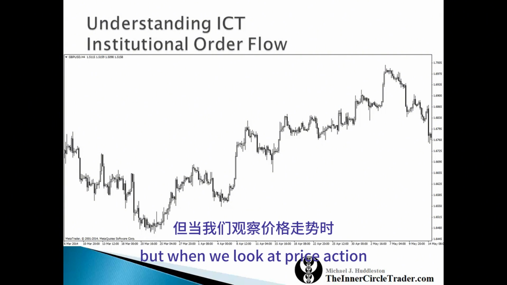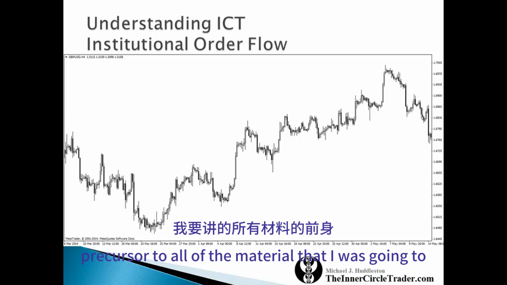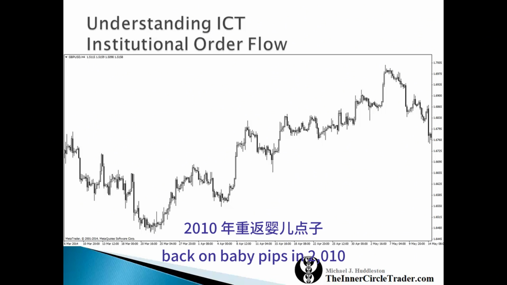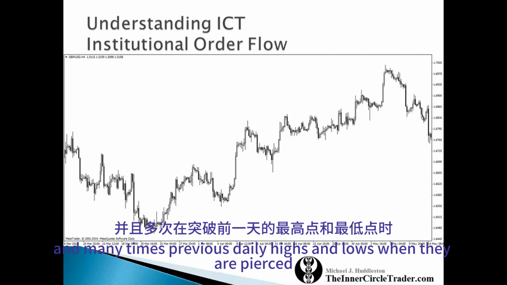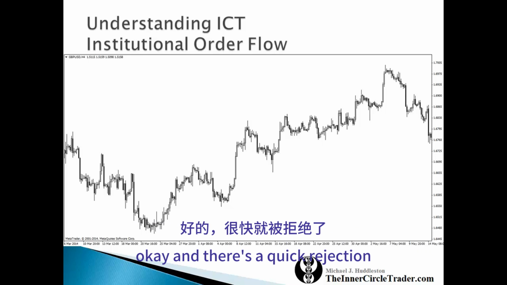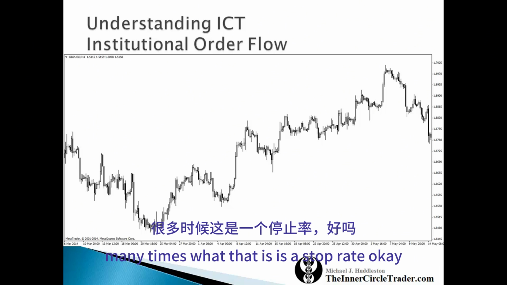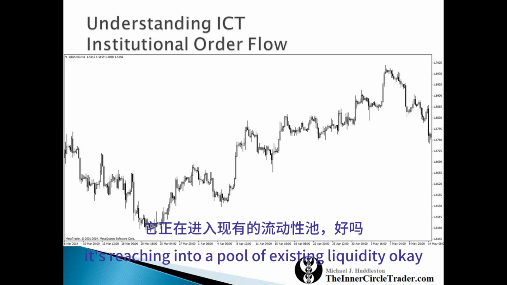But when we look at price action, the number one thing that I introduced as a precursor to all of the material that I was going to unleash on the foreign exchange universe back on Baby Pips in 2010, I had encouraged everyone to look at previous highs and lows, and many times previous daily highs and lows. When they are pierced, and there's a quick rejection and it runs away and goes the opposite direction, many times that is a stop run, but primarily it's reaching into a pool of existing liquidity. And what do I mean by that?